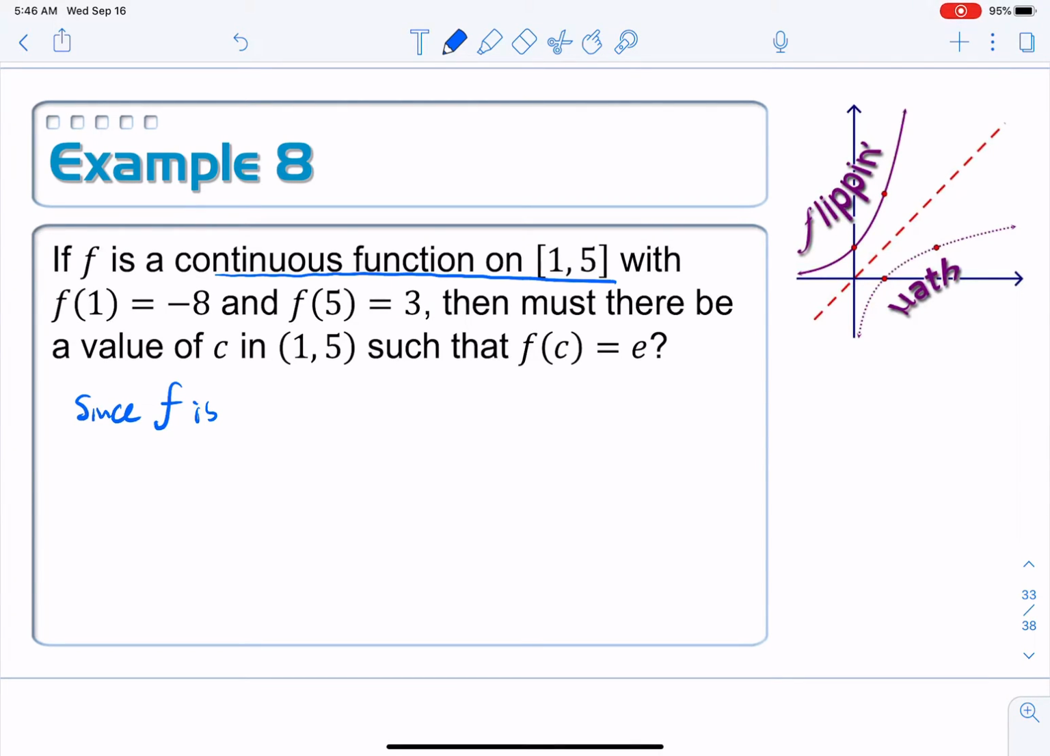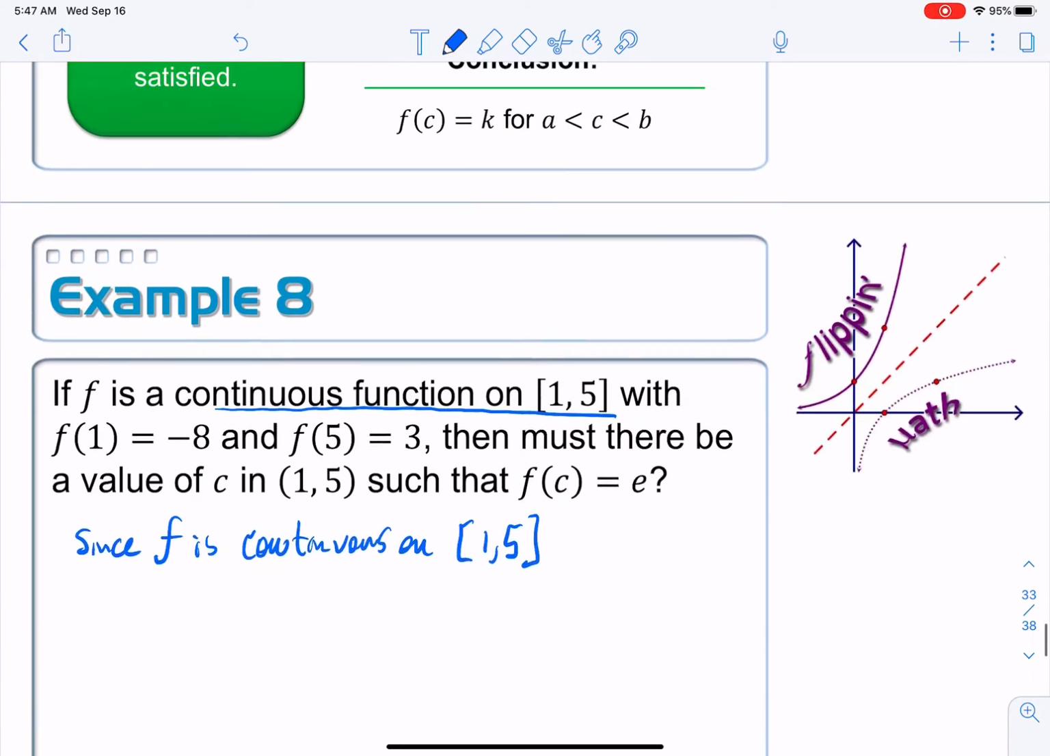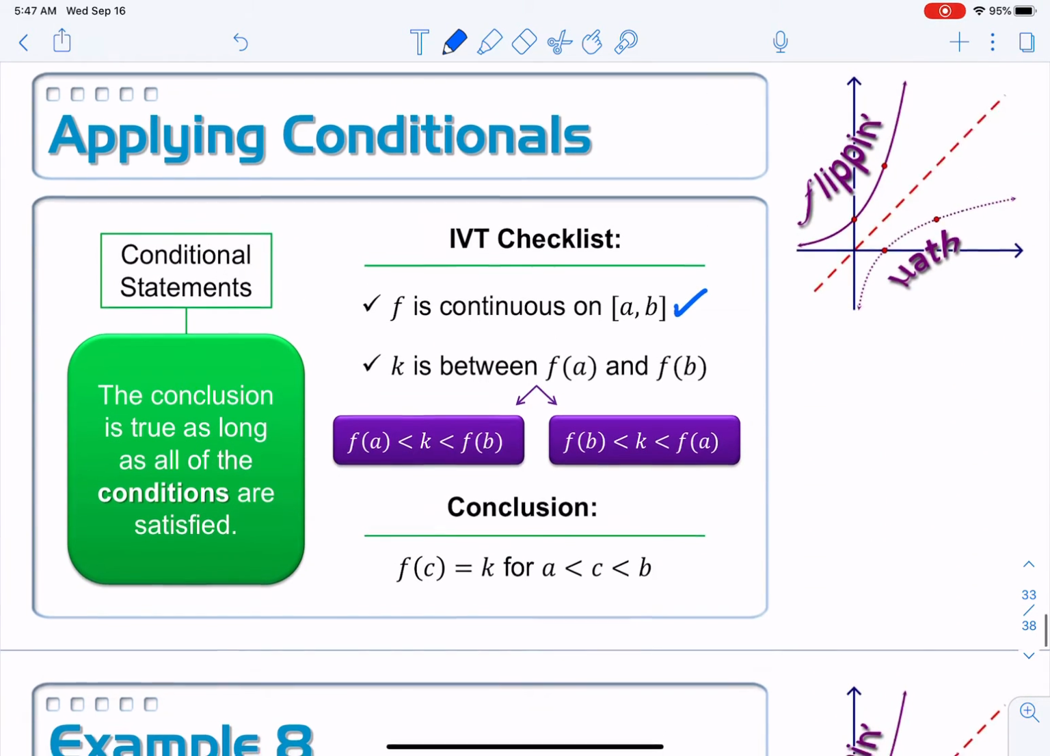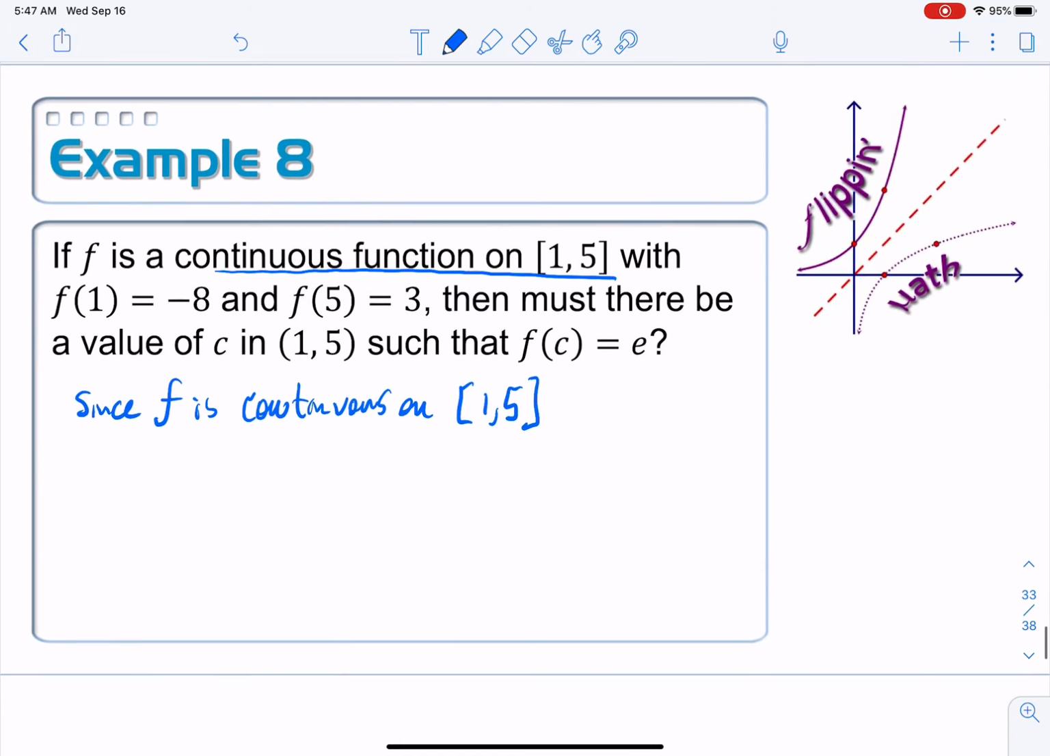Since f is continuous on this closed interval from 1 to 5, the first one is checked off. We've done it, right? So look at my checklist. Check. Now I need to establish my inequality. So what do we need? We need e. E is about 2.71728 something, blah, blah, blah, right? So I know it's between 2 and 3.